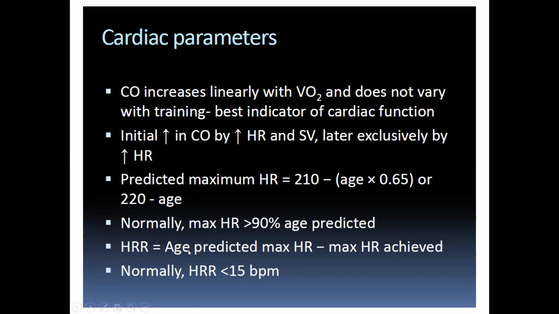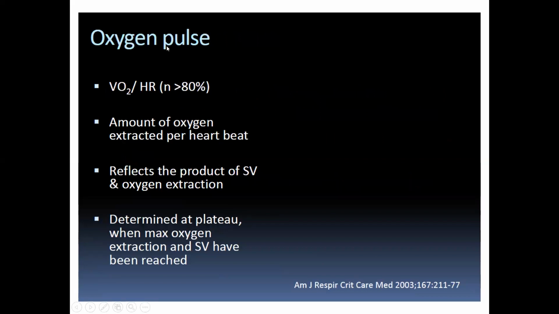That is a very abnormal heart rate recovery. It is a very poor prognostic sign not only in heart failure patients, but also CAD patients. So these are some of the cardiac parameters: peak VO2, heart rate, heart rate reserve, and heart rate recovery, those 3 things. The other thing is O2 pulse, a very important variable that we measure.